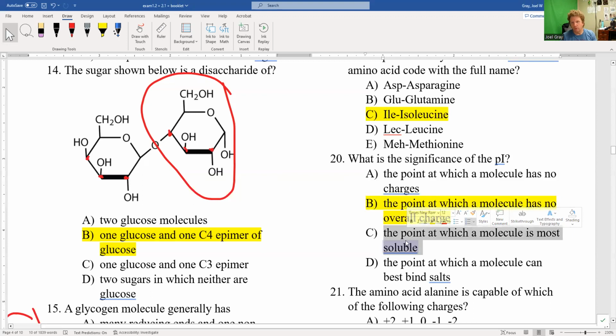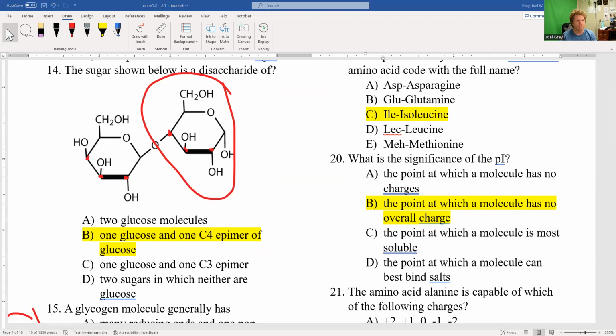C, the point at which the molecule is most soluble. That's the opposite. The pI is the point at which the molecule is least soluble. And D, the point at which a molecule can best bind salts. That's just kind of a curveball, a tricky answer option.